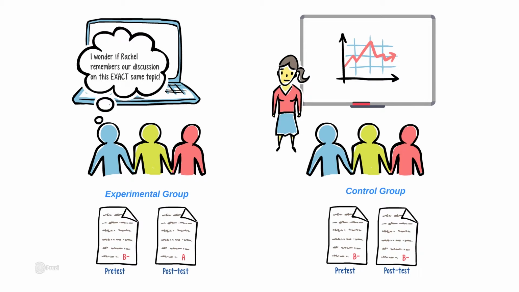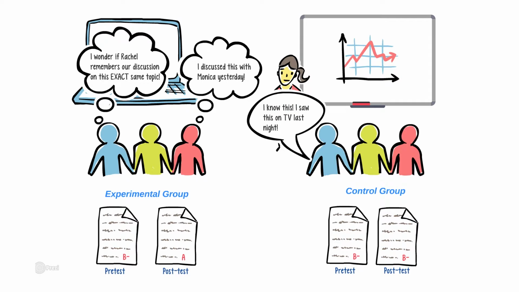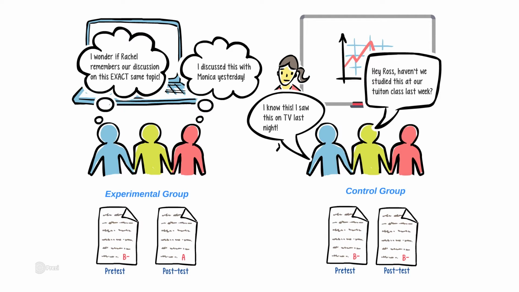In the example given, some extraneous variables that might affect the learning of maths concepts other than CAT, computer-aided teaching, maybe some students would have discussed with their friends at school concerning the maths concepts, while others may have viewed a program on the topic on television, or they learned about the topic in their tuition classes.